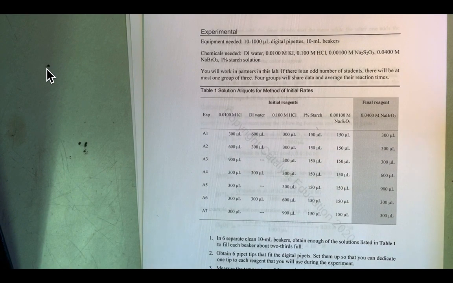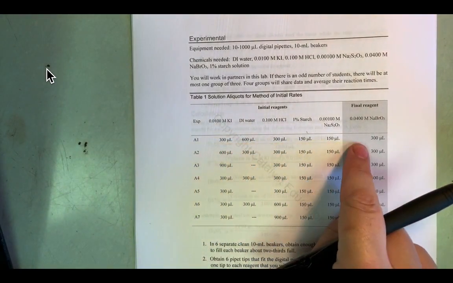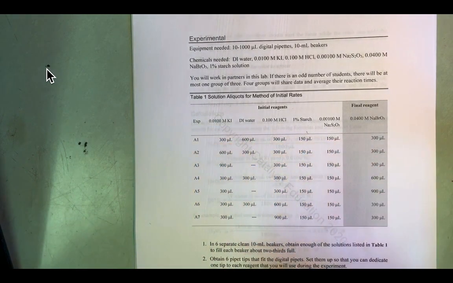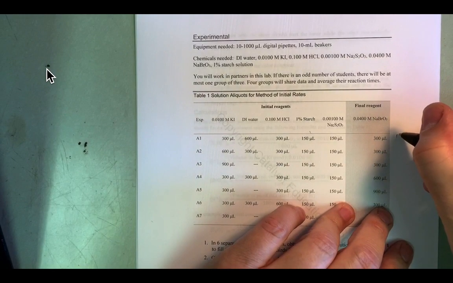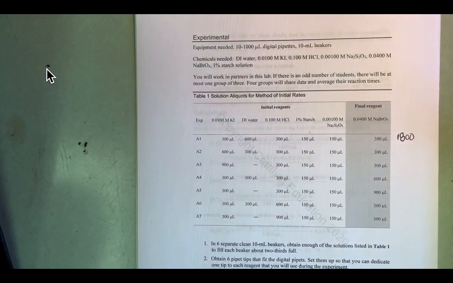So one thing that's nice about how this table is set up is that if I total all the way across here, 300 plus 600 plus 300 plus 150 plus 150 plus 300, for each one of these, and I verified this, it totals to exactly 1800 microliters. Okay, since it works out that way, there's a really easy way for us to quickly figure out what these concentrations will be in the solution.